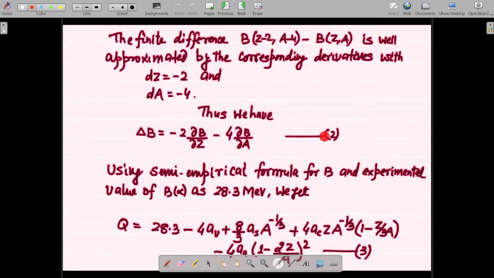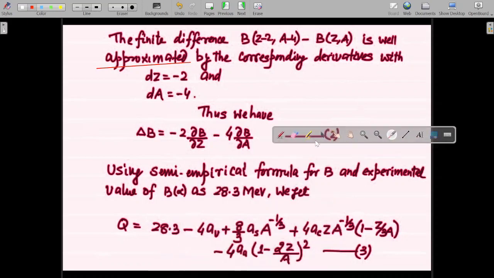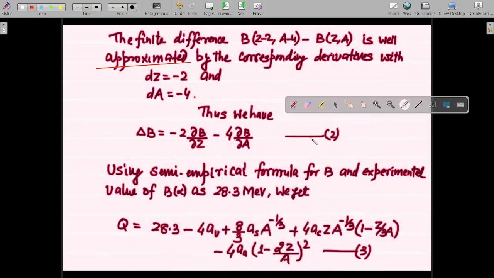Let us suppose this is your equation number 2, and this is an approximation. This is not very accurate, it is already written that this is an approximation. Now, using the semi-empirical formula for B and the experimental value of B alpha. Semi-empirical mass formula you have already learnt in the previous classes. If you remember, what was the expression for it?